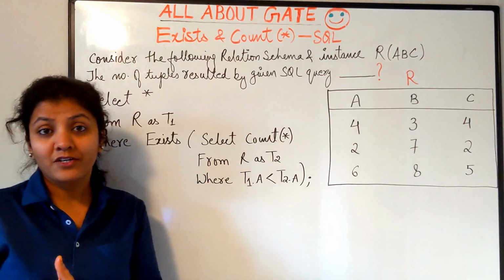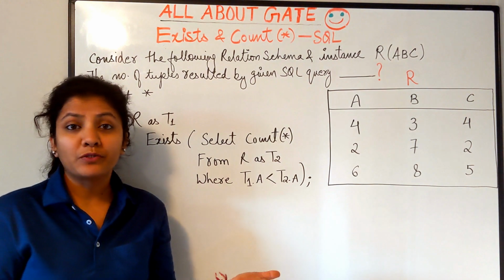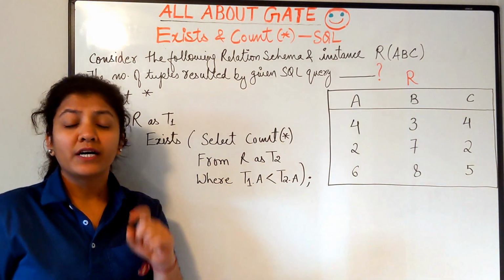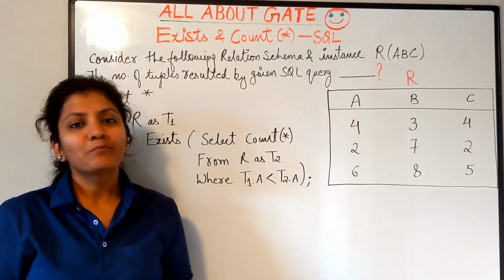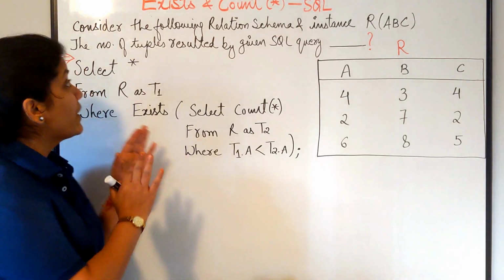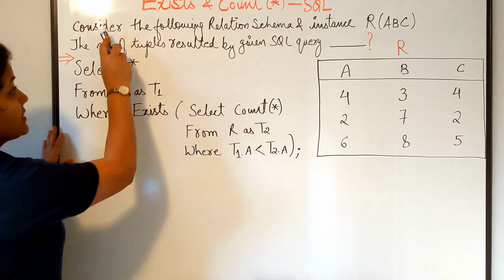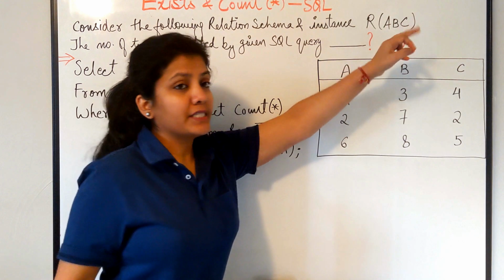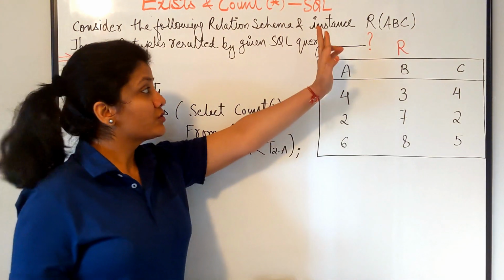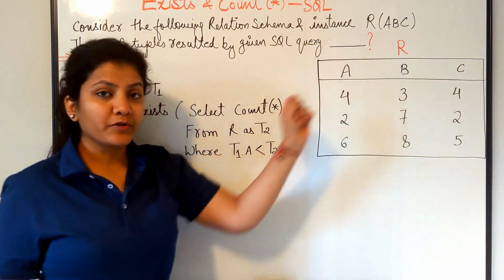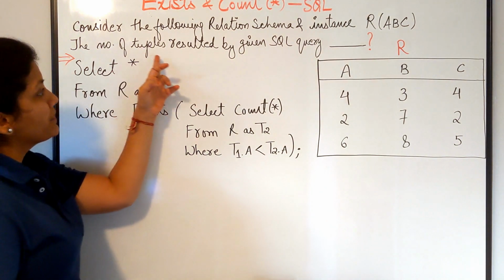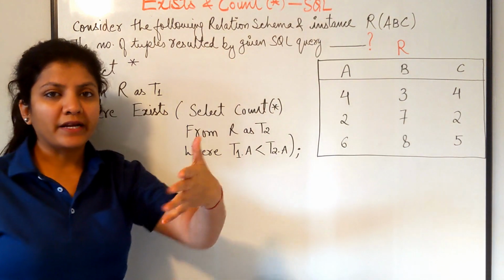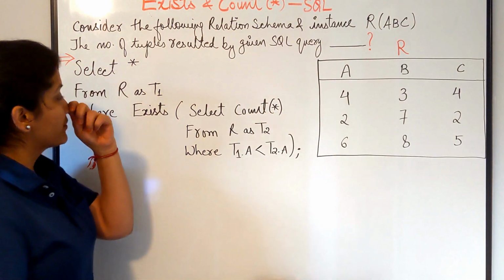Before we start solving it, as I always do, I would say please go through the question, pause your video, write it on paper, solve it and come back with your answer. So let's read out the question. Consider the following relation schema and instance R(A, B, C). We have a relation named R with three attributes A, B, C. The number of tuples resulting from the given SQL query is, so it's a numerical valued question.